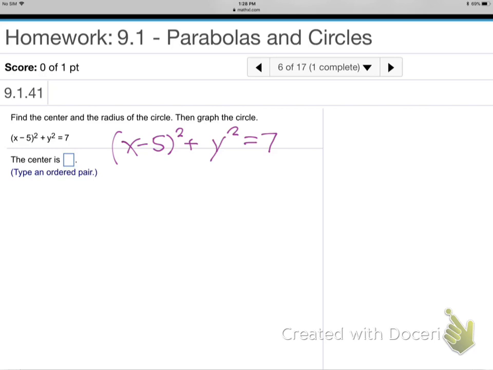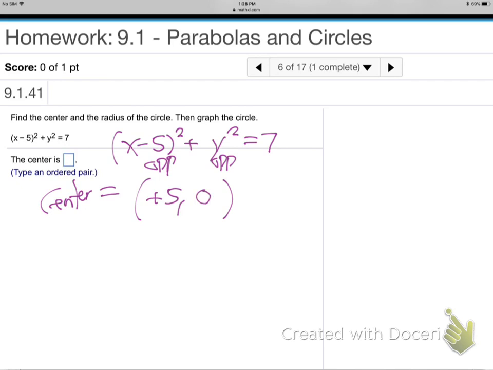So find the center first off. That 7's not rootable, so just use root of 7. We'd use that in your calculator. It'll be 2 point something. 2.2, 2.3, I don't know. So what's the center of this circle? Opposite of the number added or subtracted next to x. Opposite of the number added or subtracted next to y. So opposite of -5? Positive 5.